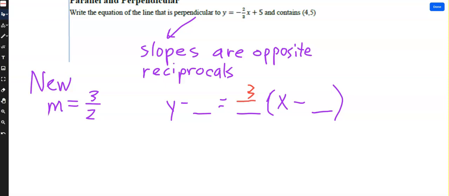Well, we know where the slope goes. We know where the x-coordinate goes. We know where the y-coordinate goes. Remember, your algebra teachers have said to you things like, and now you need to solve for y. Distribute the 3/2. Add the 5.